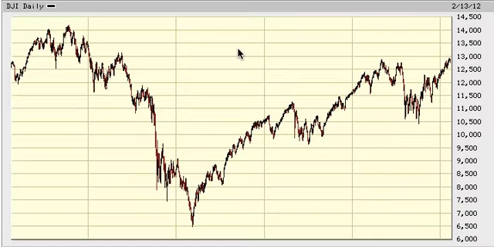The conservative target again is 20,715, which is 1.618 times the move from 6,500 to 12,887. Multiply that times 1.618, add it to the bottom of the wave 2, and you get 20,715. And that is a conservative target. I will do this in slow motion so that you understand.